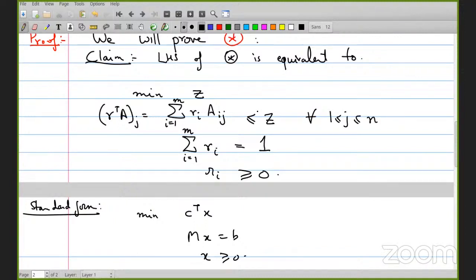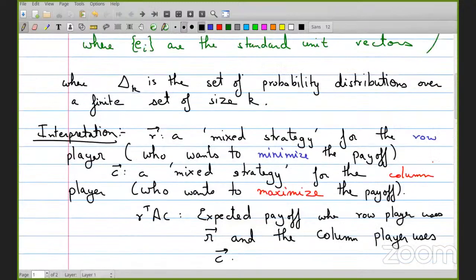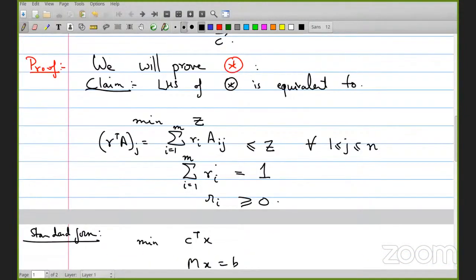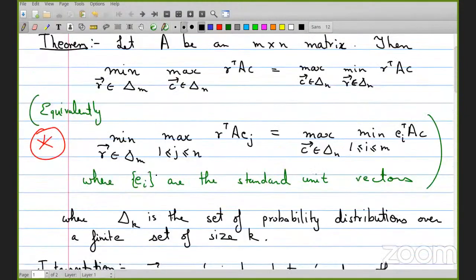First of all, let's go a bit slow. This is a linear program. The first claim is that it is equivalent to the optimization on the left hand side of star. Is that clear to you? When you solve this program, you will get an R which will be solving the minimization over R of the left hand side here, and the optimum value will be the optimum value of this. Let's check that first.